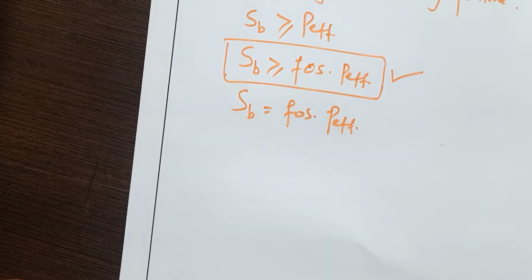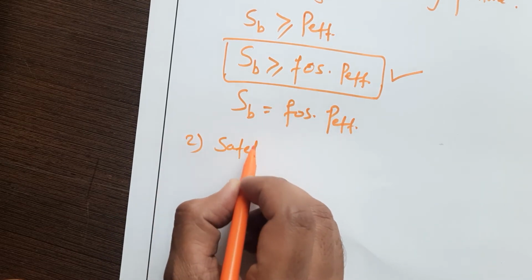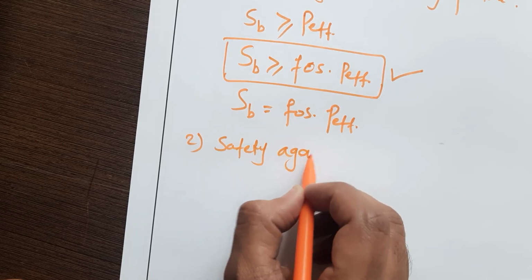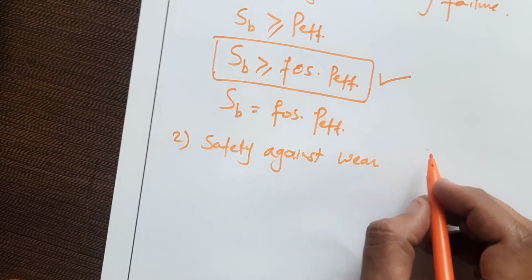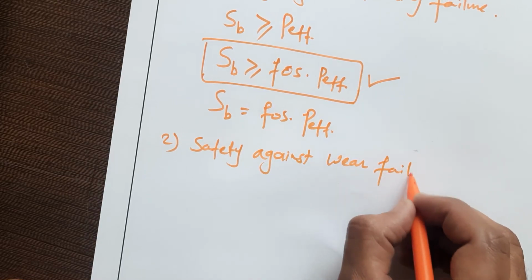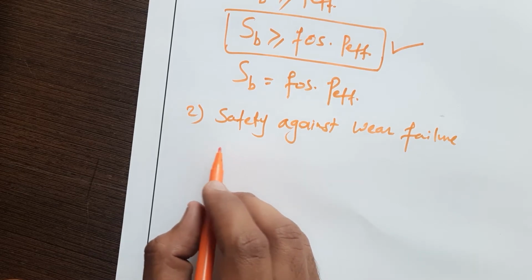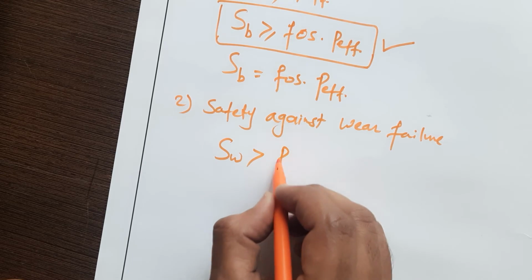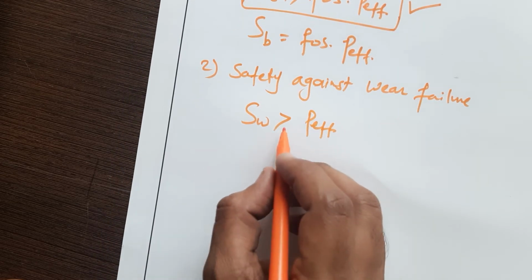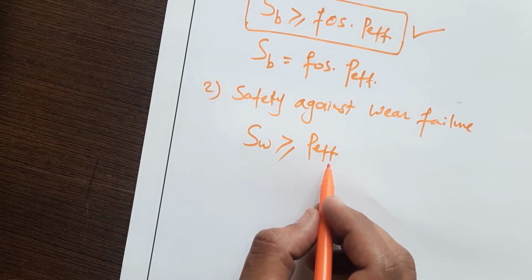Then the second safety condition is safety against wear failure, or you can call it pitting failure. To avoid wear failure, or to avoid pitting failure, your wear strength should be greater than or equal to effective load.